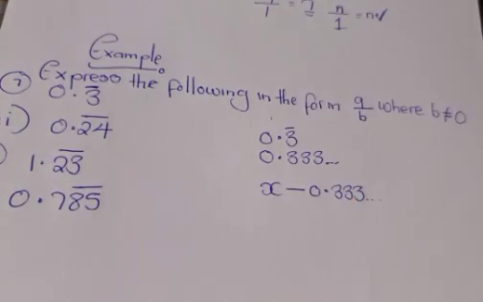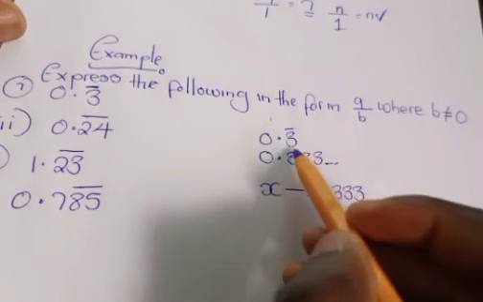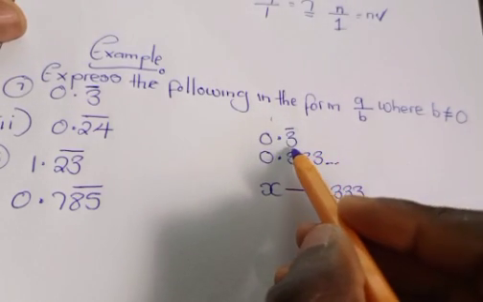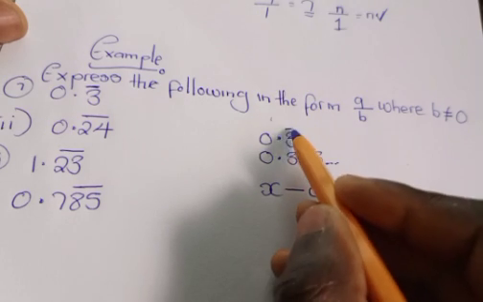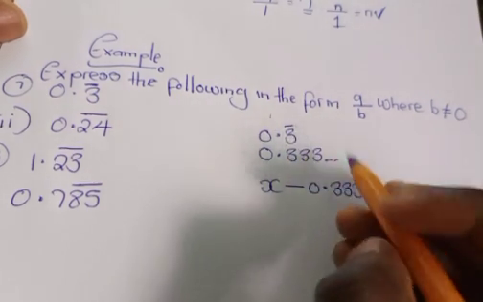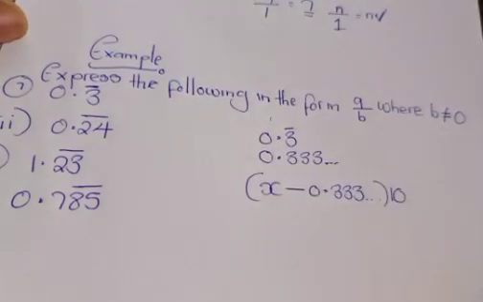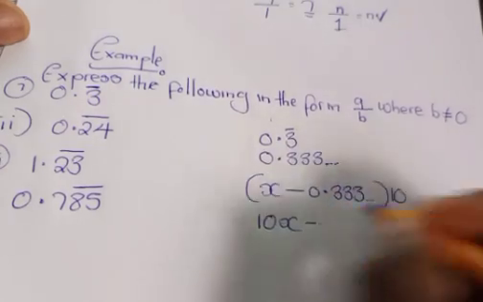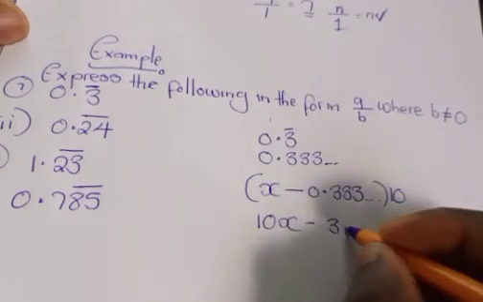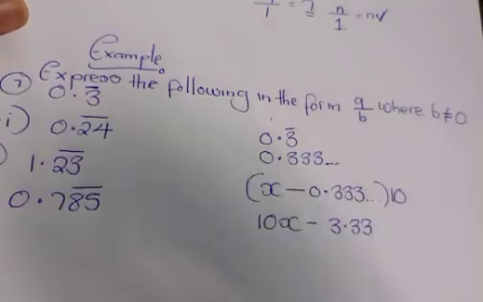Then you need to ask yourself a question. The bar was on 3 only. So which number has 1 zero? That number is 10. So you will multiply this by 10. 10 times x, you will get 10x. This by that, you will get 3.33.